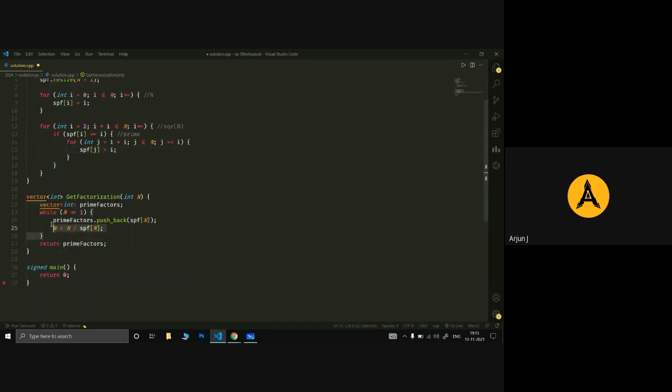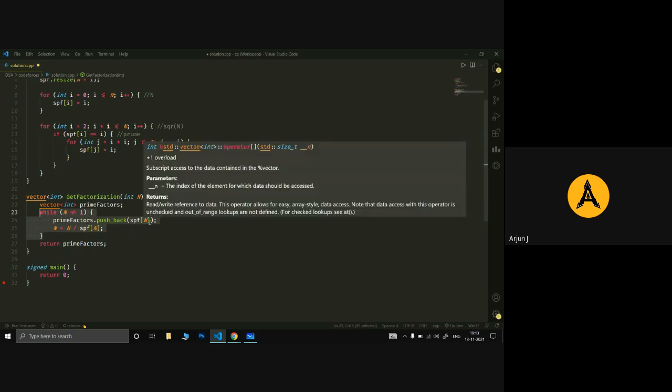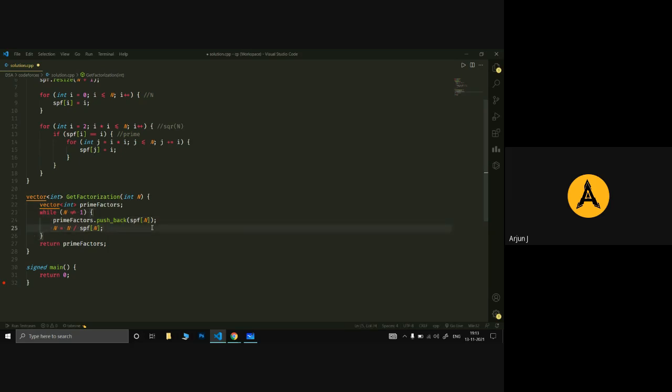And here, you keep on dividing the number by the smallest prime factor until that number becomes 1. If you take some sample test case, like 100, the smallest prime factor will be 2, then 100 divided by 2 gives 50, then 50 divided by 2 gives 25. So you see that the number is decreasing exponentially. At each iteration we decrease the number in an exponential manner, so the overall time complexity would be approximately log n.